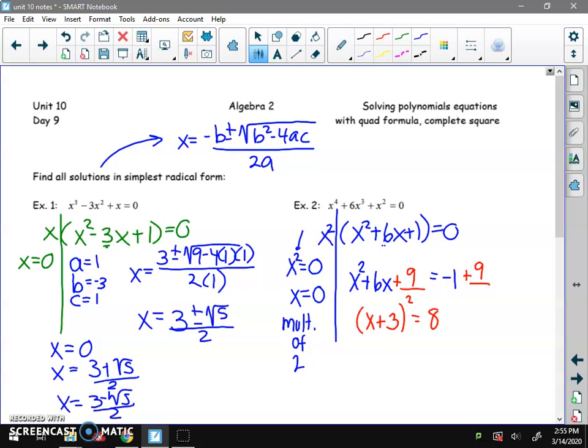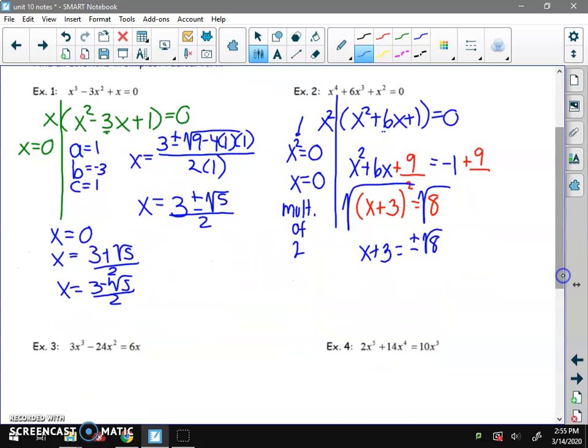And then you can square root both sides. When you square root this side, that's just going to give you x plus 3. When you square root this side, you're going to get plus or minus radical 8. If you simplify the radical 8, you're going to have x plus 3 equals plus or minus 2 radical 2. And to get the x alone, you send the 3 over and make sure it's in front: negative 3 plus or minus 2 radical 2. So you have a fourth degree equation. You have three different roots.